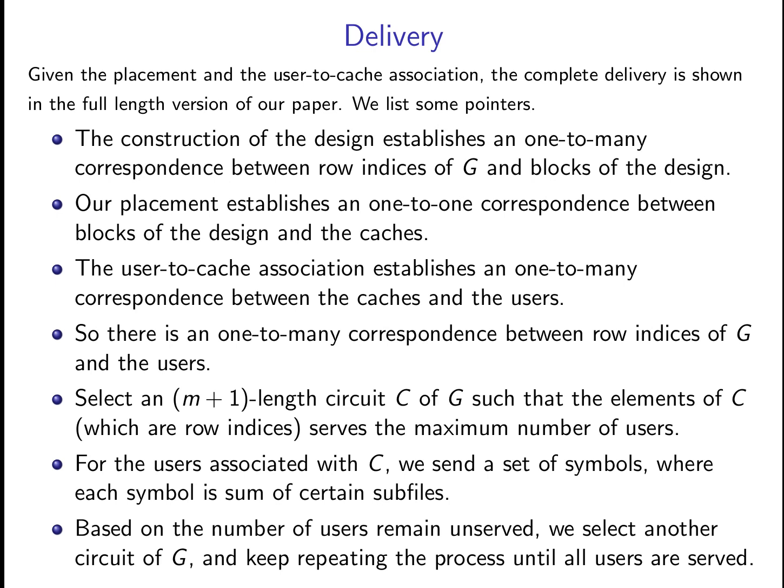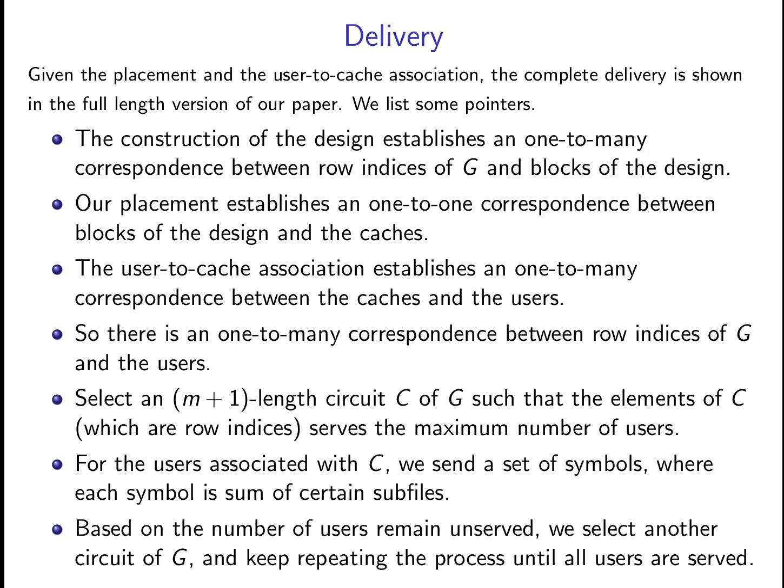Now the delivery. Given the placement and user to cache association, the complete delivery is shown in the full length version of the paper. Here we give some overview. The design that we construct establishes a one-to-many correspondence between the rows of G and the blocks of the design. Our placement establishes a one-to-one correspondence between blocks of the design and the caches. The user to cache association establishes a one-to-many correspondence between caches and the users. Combining all three, there is a one-to-many correspondence between rows of G and the users.